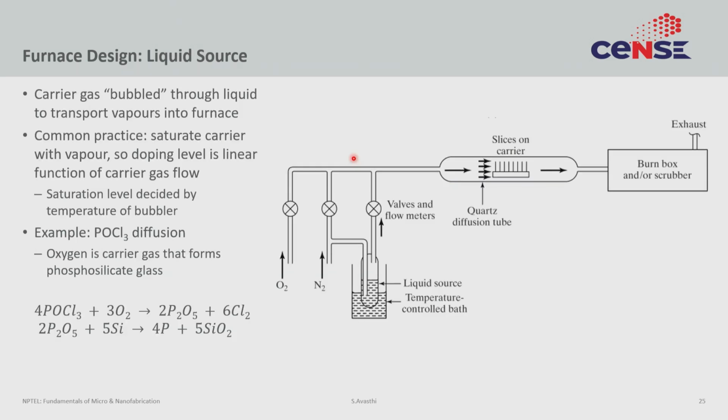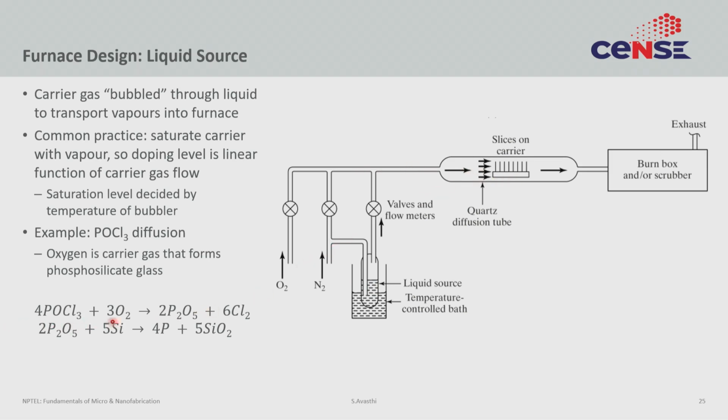A lot of liquid sources are also very popular. For example, silicon solar cells often use liquid doping. So, they have a bath of POCl3 in which they flow an inert gas. The inert gas is bubbled through this POCl3, and as it goes through this POCl3 vial, it picks up the POCl3 vapors and gets saturated with those, and then those POCl3 vapors go with the nitrogen and get deposited inside the chamber.